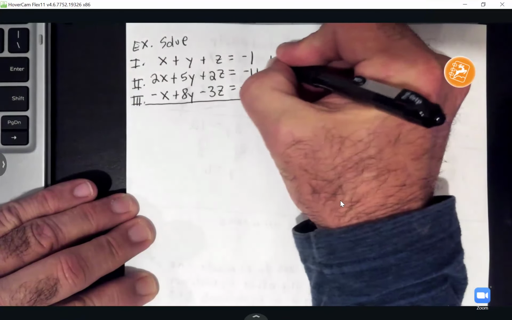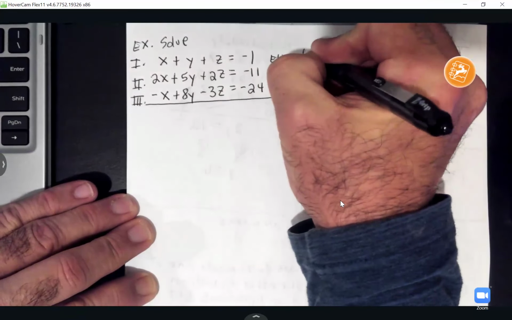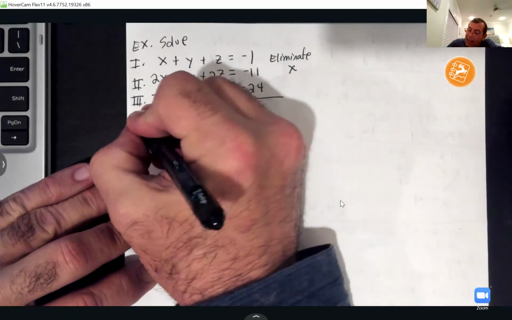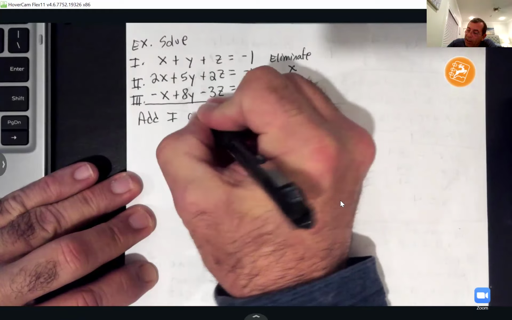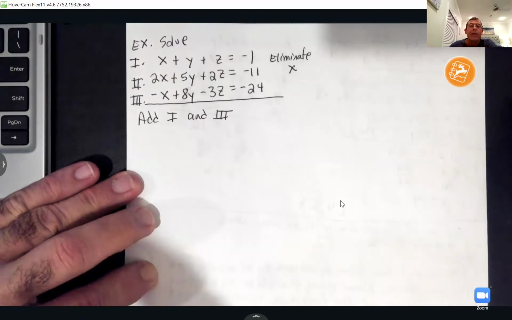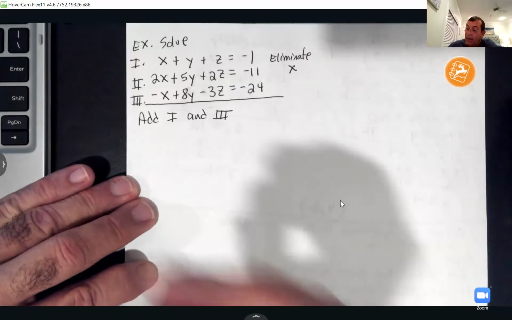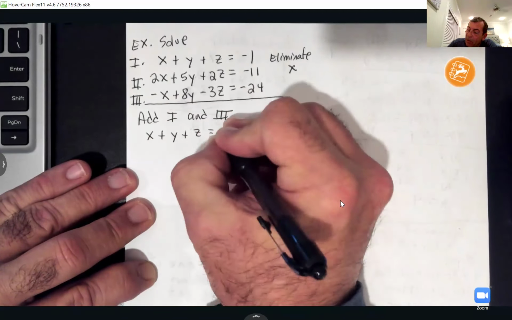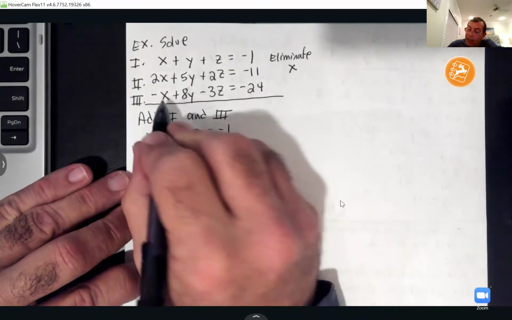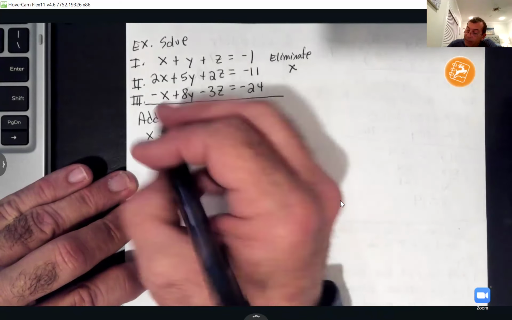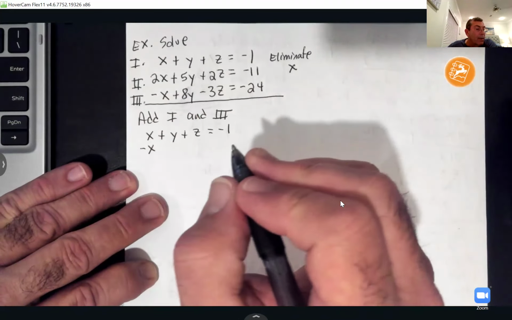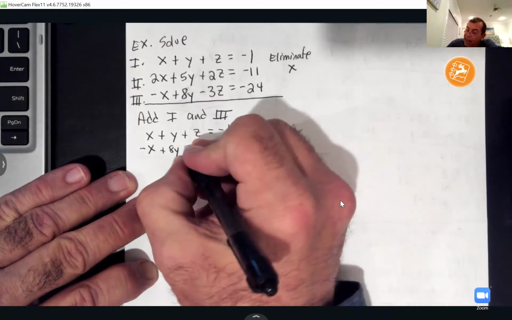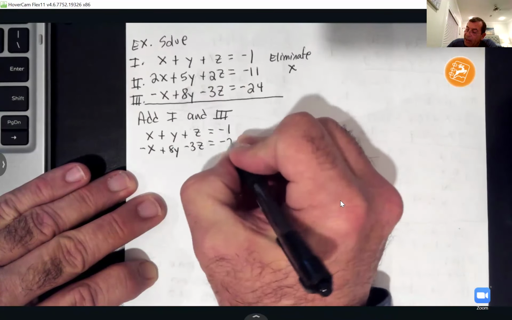Okay. So I'm going to eliminate the x's. So first I can add 1 and 3, because those will cancel the x's without changing anything. So bring down your x plus y plus z equals -1. And then bring down the negative x plus 8y minus 3z equals -24.